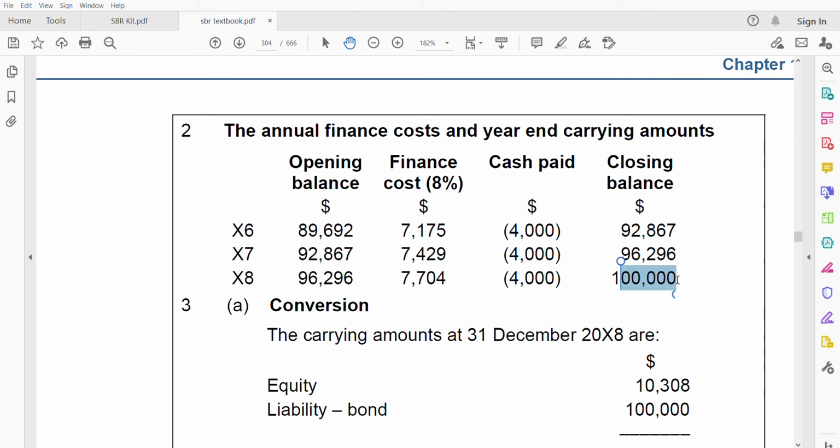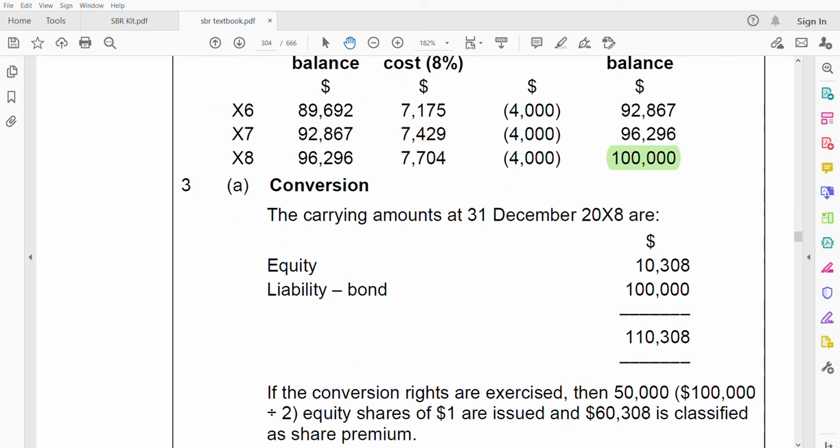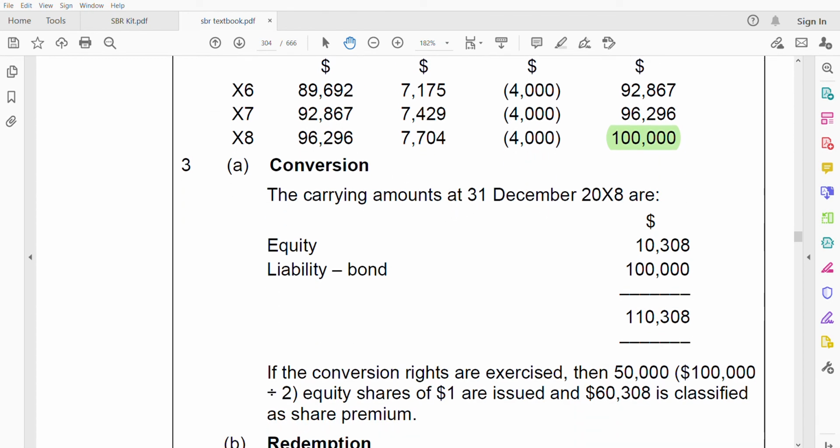If you see the closing balance, it should be equal to the amount you have been given for the convertible instrument, 100,000, initially given in the question. It should always be like that, the closing balance. Now, third working, conversion, you need to do this. What is the carrying amount? Whenever you calculate the carrying amount at 31st December 2008, year end, what do you do?